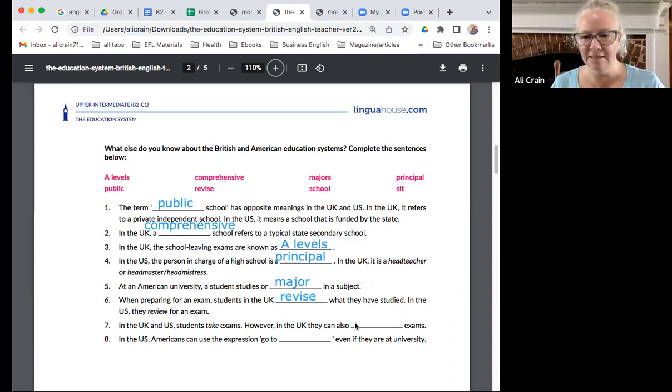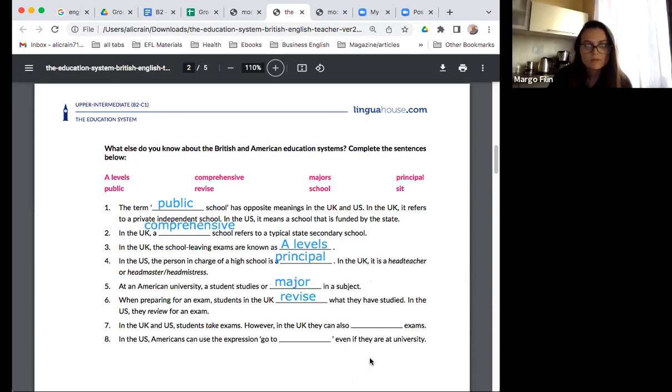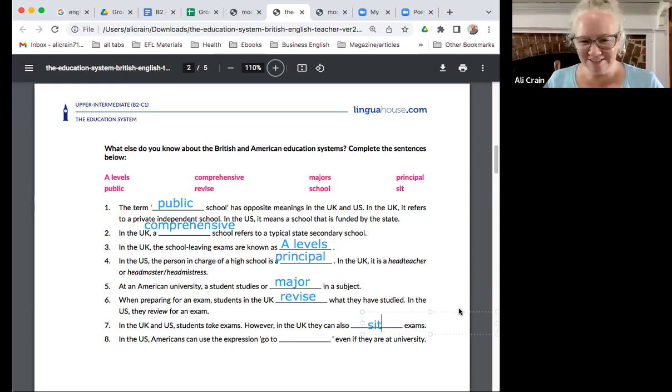All right. Margot, number 7. In the UK and US, students take exams. However, in the UK, they can also sit exams. Yeah. So just another terminology that you're going to sit your exams.